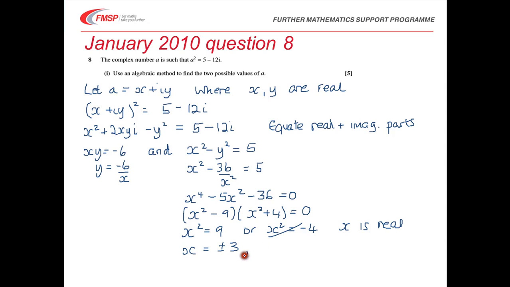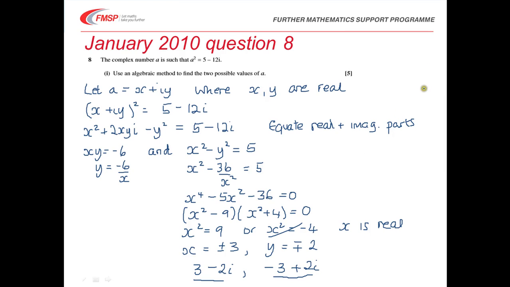And bear in mind that if x is plus 3, y would be minus 2, and if x is minus 3, y would be plus 2. So I'll write that with the minus and the plus the other way around. In other words, we have two complex numbers, 3 minus 2i, or minus 3 plus 2i. So our two complex numbers, the square roots.